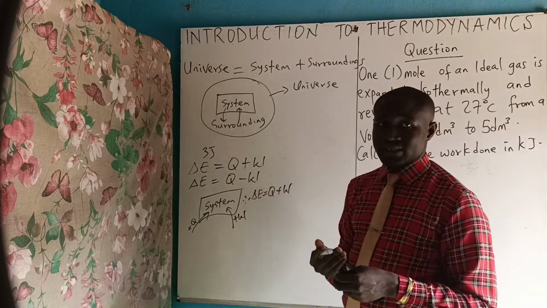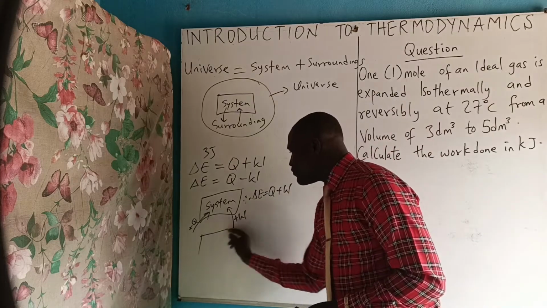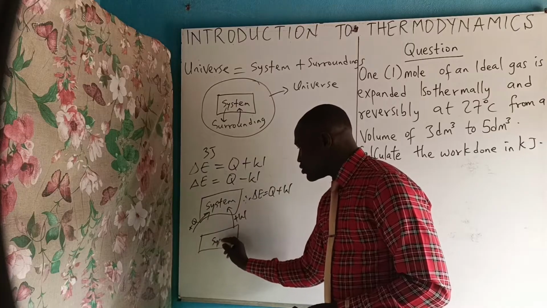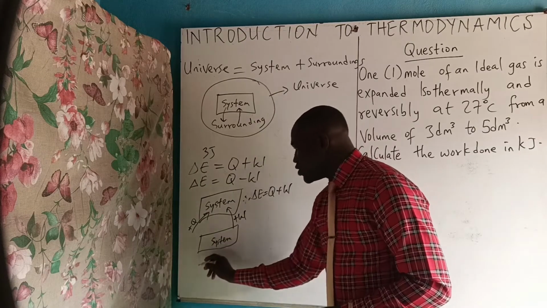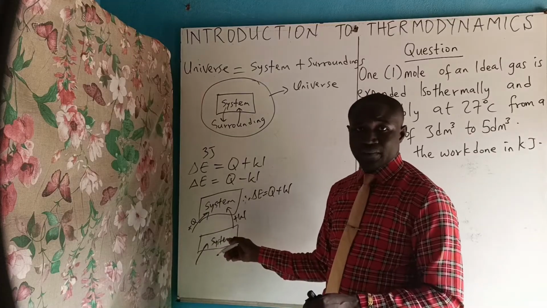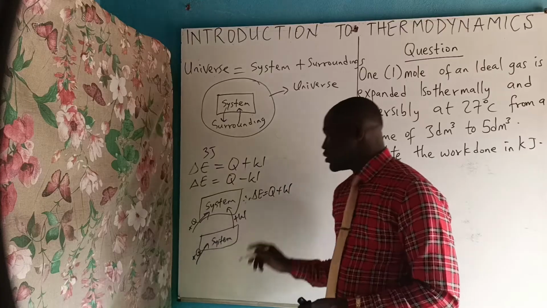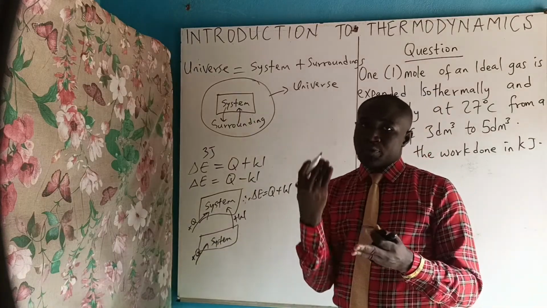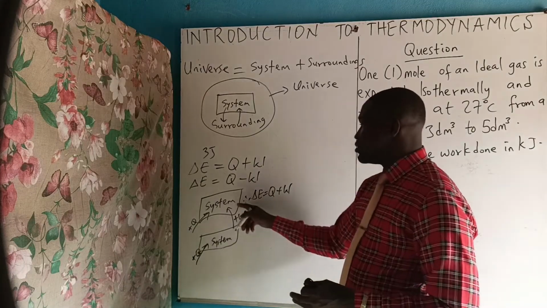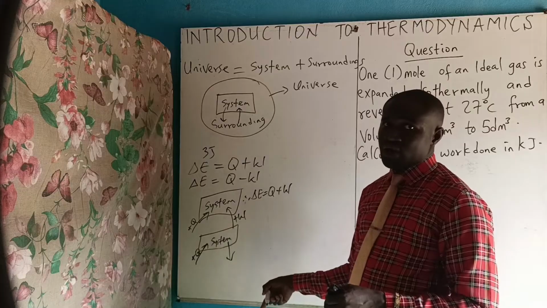Now, what if the writer is focusing on the system as well, such that it's telling you that heat flows into the system? Heat energy is flowing into the system. Here is plus Q. That is, the system absorbs heat energy. Are you getting it? And also, the system performs work on the surrounding. The system is doing work on the surrounding.